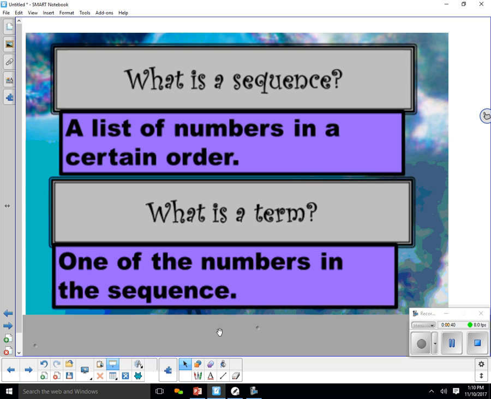And then we have the word term, okay? Term we talked about in our equations. Terms were everything that made up the equation. Here, a term in our sequences is all the numbers that make up that sequence. Okay? So it's one of the numbers in the sequence.